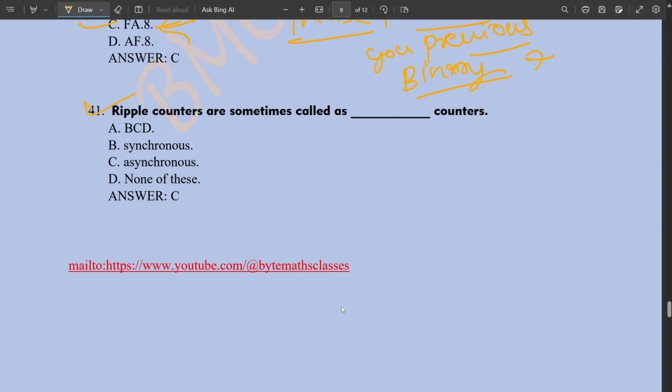Next, ripple counters. Ripple counters are sometimes called asynchronous counters. Okay, ripple counters are sometimes called asynchronous.